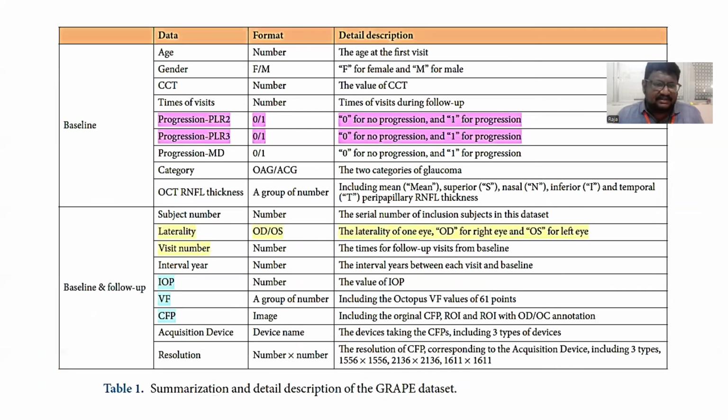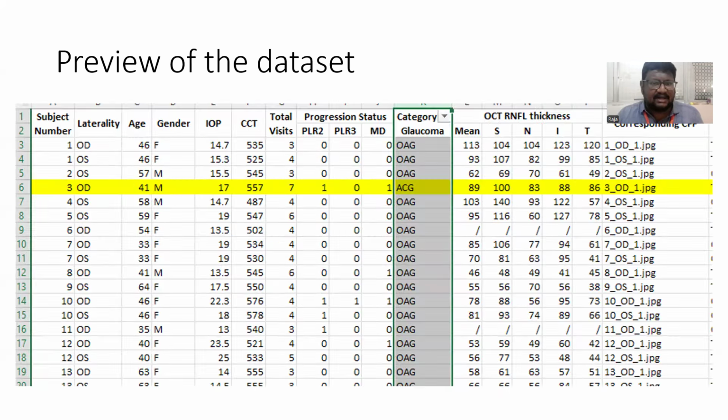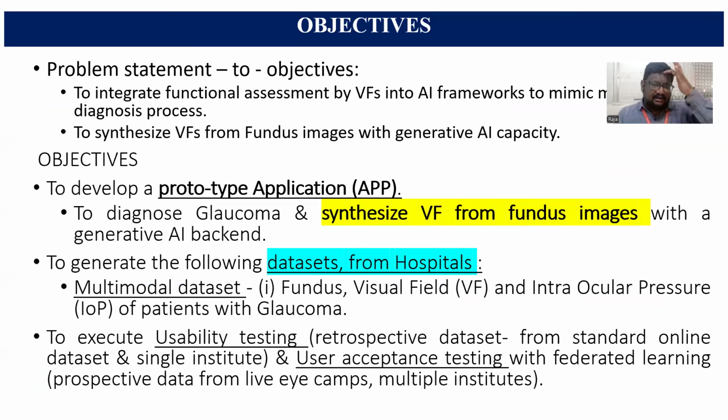We also have the dataset description, with the different parameters available in this particular dataset. And of course, the elaborate objectives from the problem statement. The elaborate objective would be to develop a prototype app that synthesizes visual fields from fundus images with a generative AI backend. As a later stage of this project, we are also going to generate datasets from hospitals in real time, combining fundus, visual fields, and intraocular pressure.